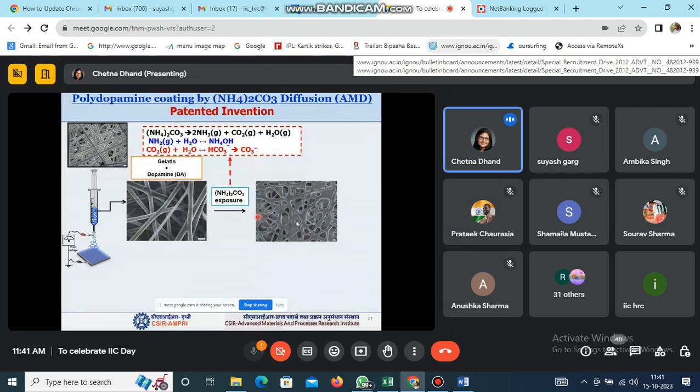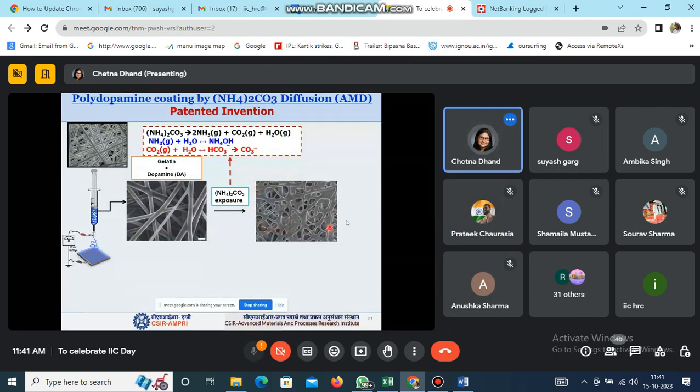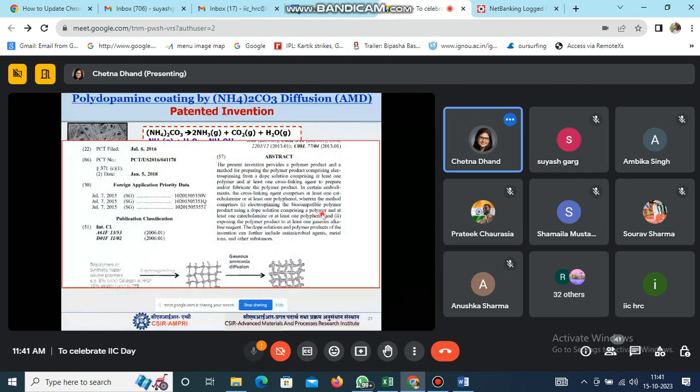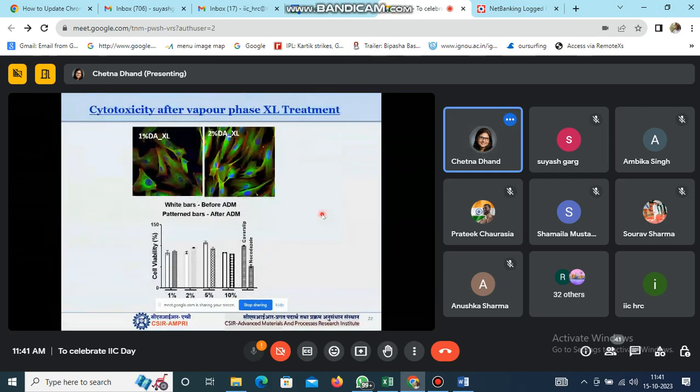Ammonium carbonate, you can see the whole morphology is completely cross-linked. So this is the kind of morphology we actually desire, because these pores help with effective wound exudate absorption. They are required for proper air circulation on the wound. So this is our patent, where we are using ammonium carbonate for actually creating the bio-inspired cross-linking of polydopamine. So this is a patent technology.